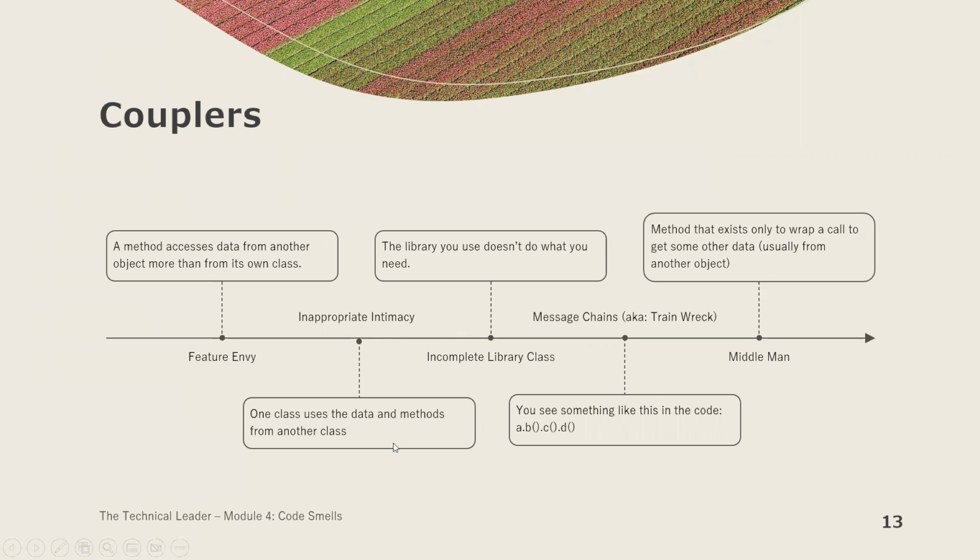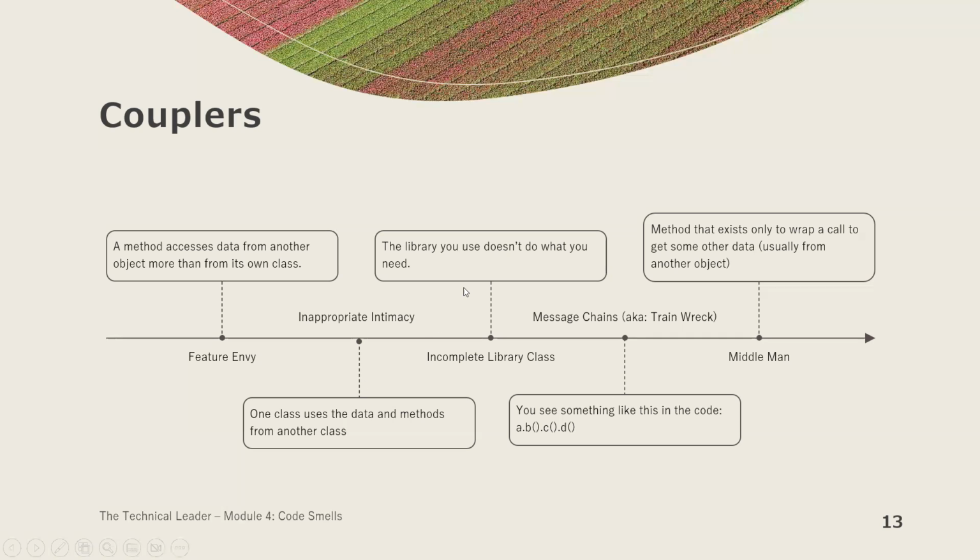Inappropriate intimacy is when one class uses the data and methods from another class. We talked about this before, the law of Demeter, where I can play with my toys, but I can't play with your toys, and the toys that are mine, I can't go and take them apart. So you want to make sure that your class is only using its own methods as much as possible.